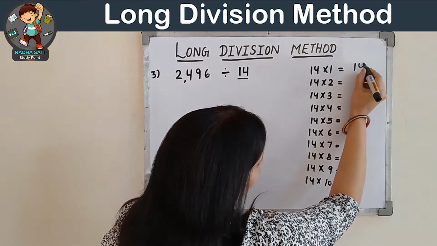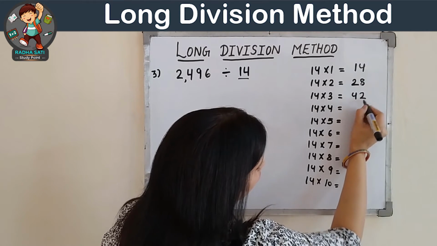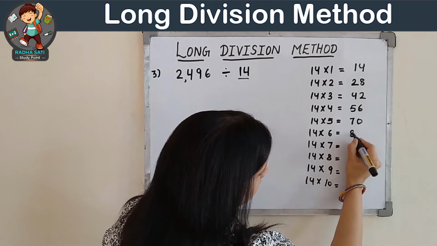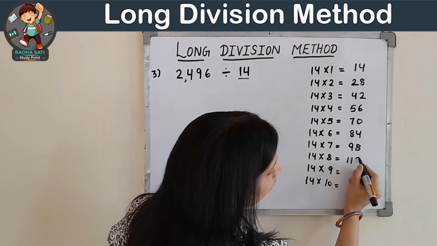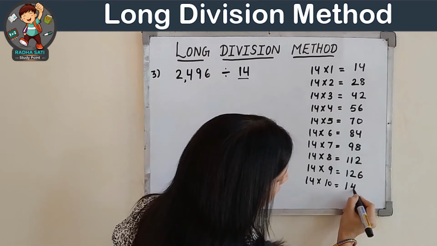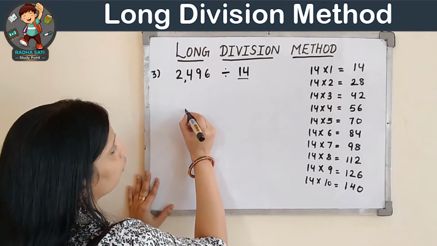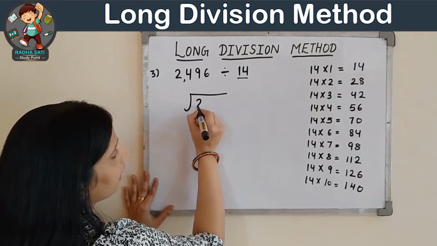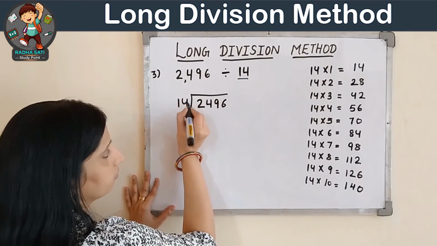14 1 ja 14, then 28, 14 3 ja 42, 56, 70, 84, 98, 112, 126 and 140. Now again the same steps we will follow. We will make this curve. We will write the dividend inside and divisor outside.